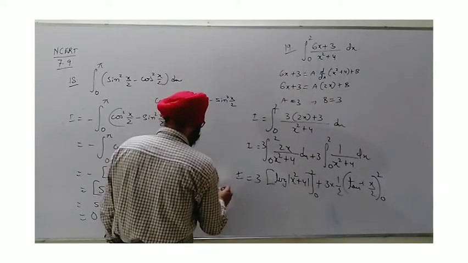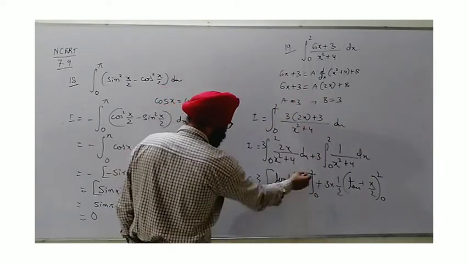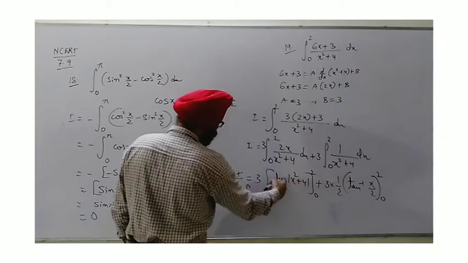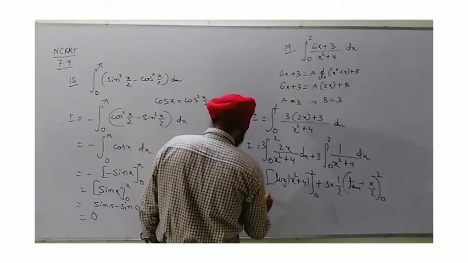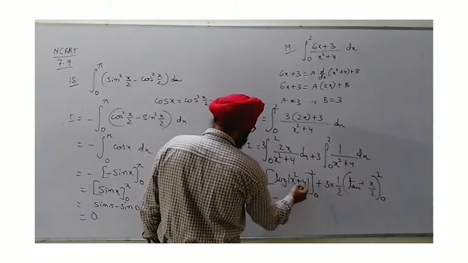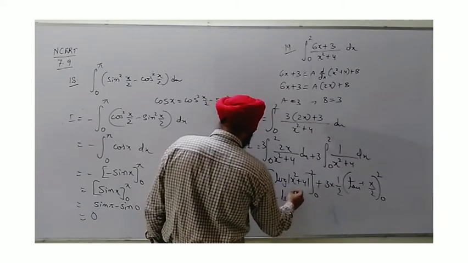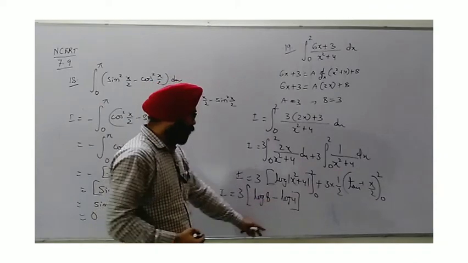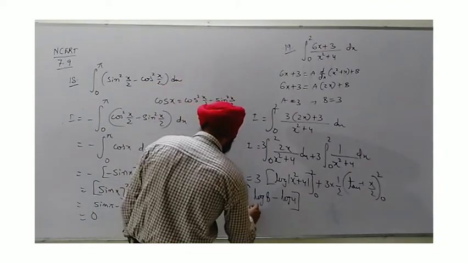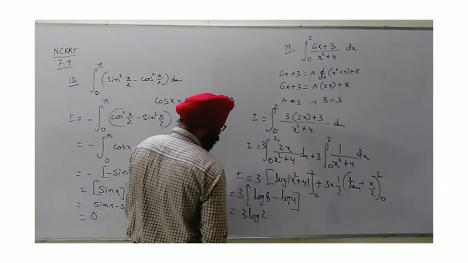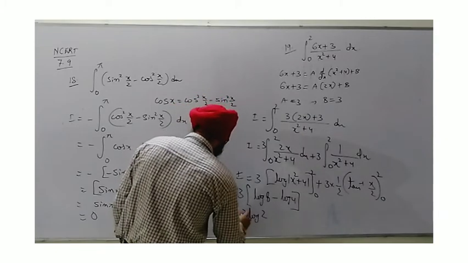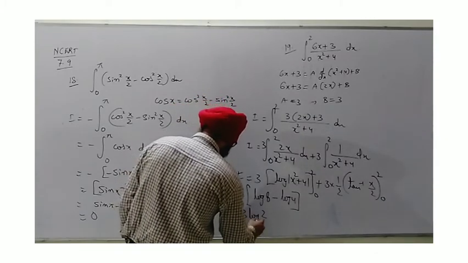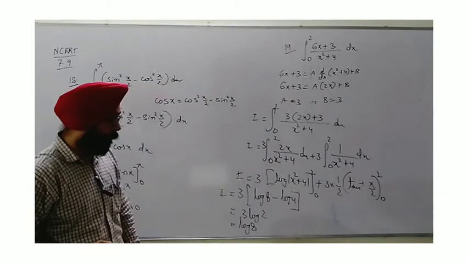We need to solve it. We get thrice, taking 2 first as the limit, 2 square 4 and 4 is 8, log of 8 minus, putting 0 here, we get log of 4. This will be log of 8 upon 4. So we get finally first as log of 2. Moreover, this 3 taken as power, we get log of 8, all applying properties of log.